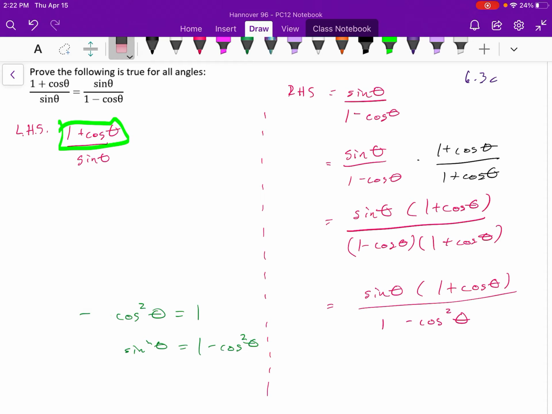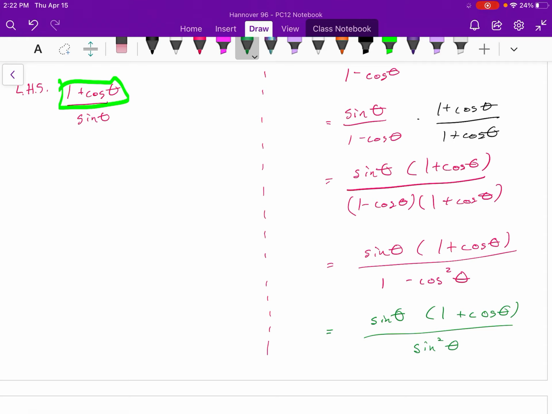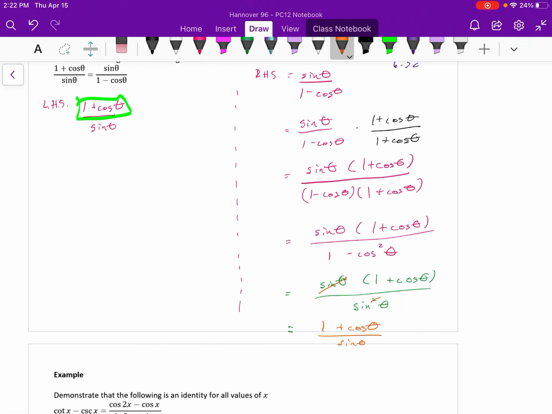So I'm just going to delete this here. So magically, I can turn 1 minus cosine squared theta into sine squared theta. And isn't that so nice? It's so incredibly nice because I can factor, or I could cross out factors of sine theta from both the numerator and the denominator, and I'm left with 1 plus cosine theta divided by sine theta. So, wow, I've done it.